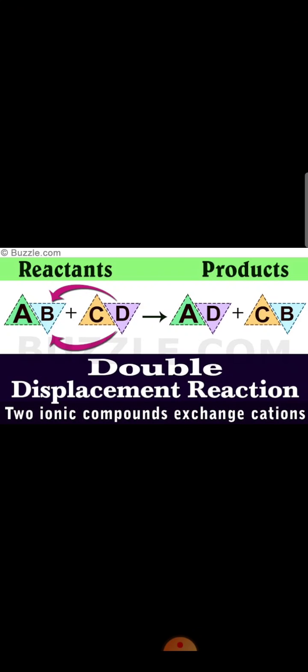Next is double displacement reaction. Look at this reaction. We have two reactant compounds. One is AB and the second is CD. These both will react and form two new products, and these are AD and CB. In this reaction, double displacement will occur. So these kinds of reactions are called double displacement reaction. These are the examples.